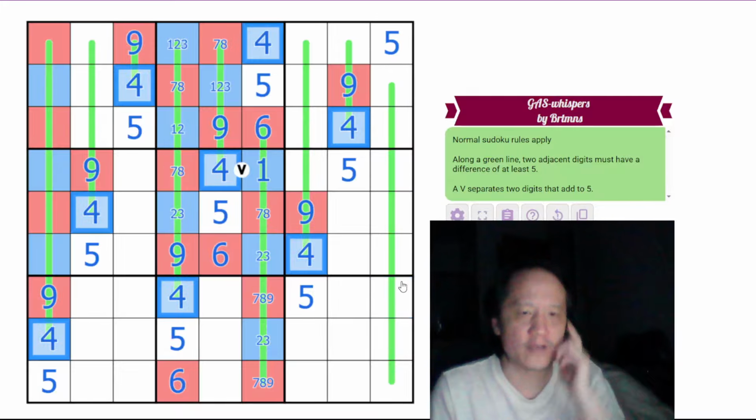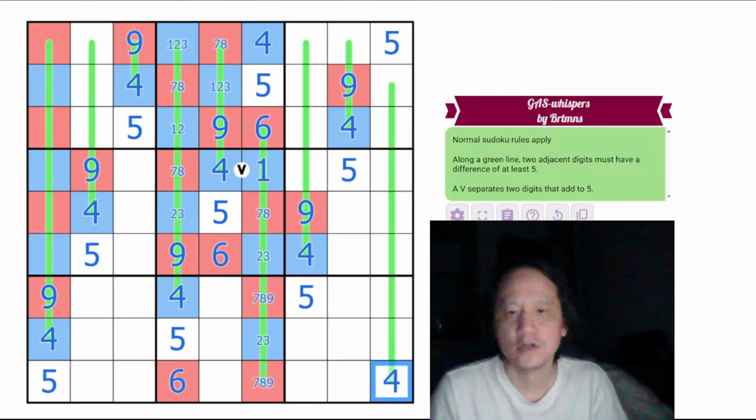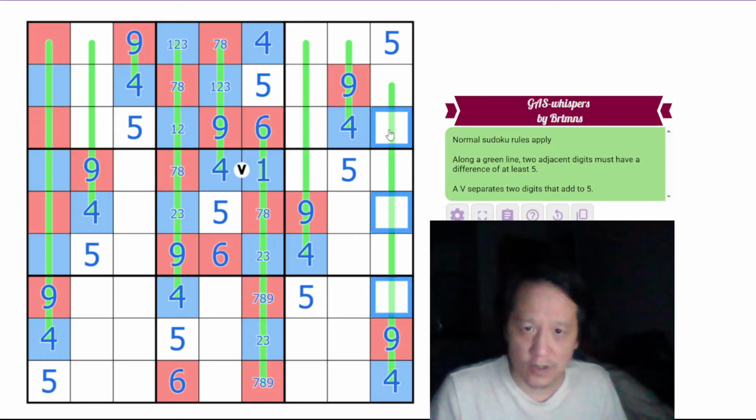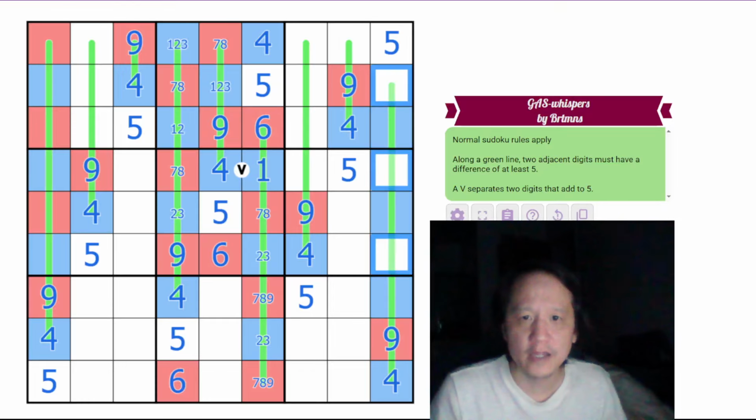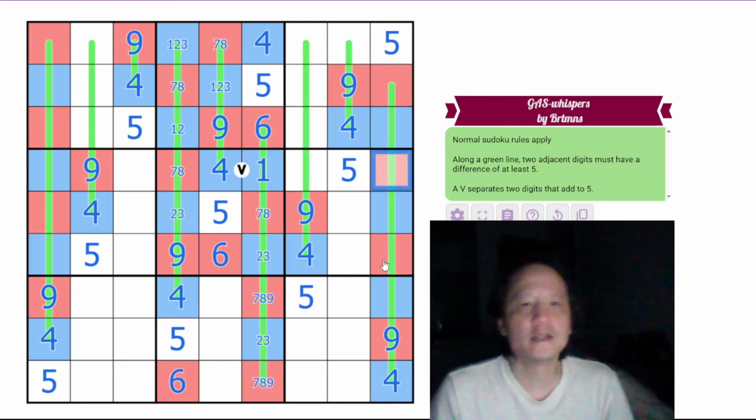Well, we have 8 4s, so we know where the last 4 has to be. It has to be here. So this is 4. It's next to a 9. This is high and 9. So these are all low. These are all high.